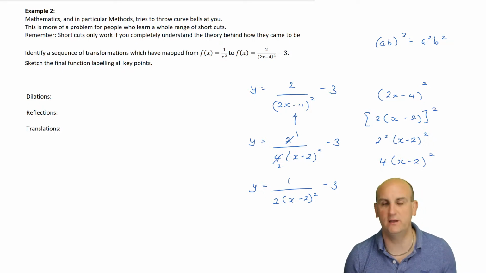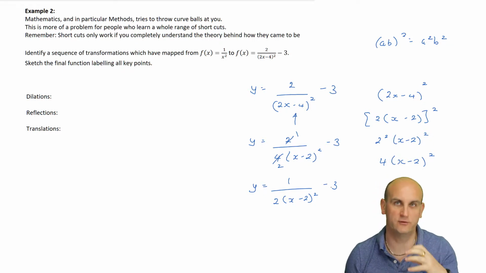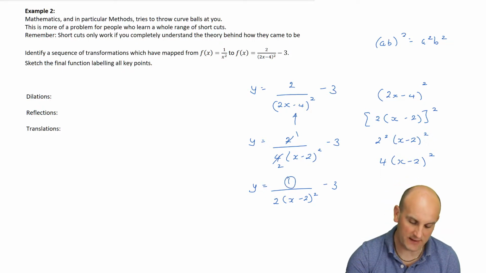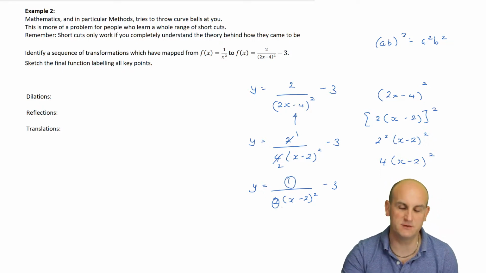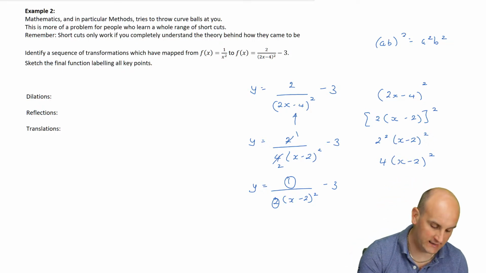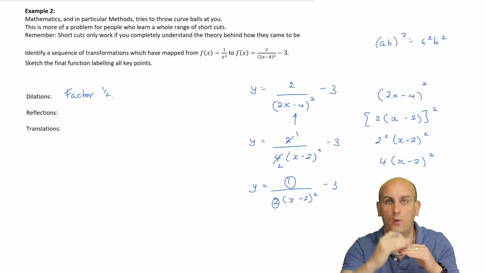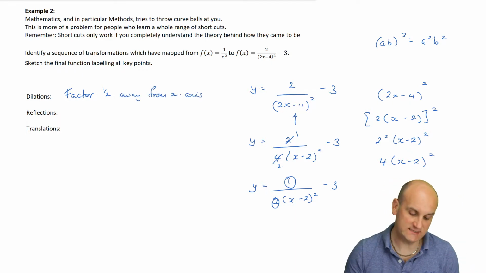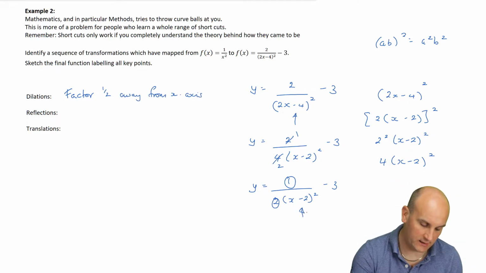Well, I can now look at my dilations, reflections, and translations and actually use those shortcuts or the visual things to help me. So dilation, and it's weird because it's not going to be immediately apparent, but actually that's the same as multiplying my function by a half. So I'm now going to have a dilation factor 1/2 away from the x-axis. Reflections, I don't have any. Translations, we now look inside here and I know it's going to move 2 to the right, and I know it's going to move down by 3.